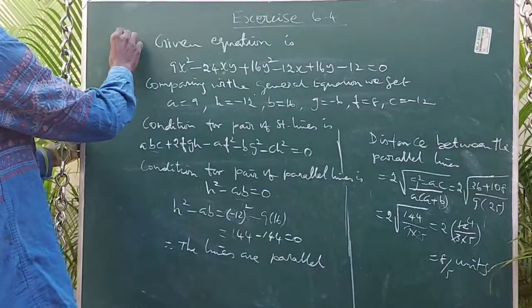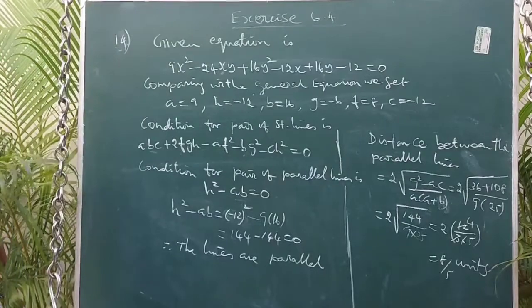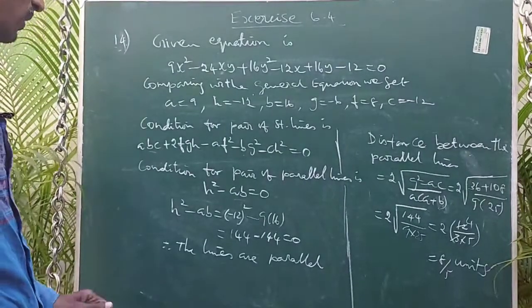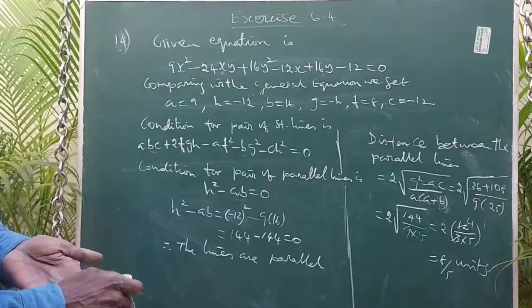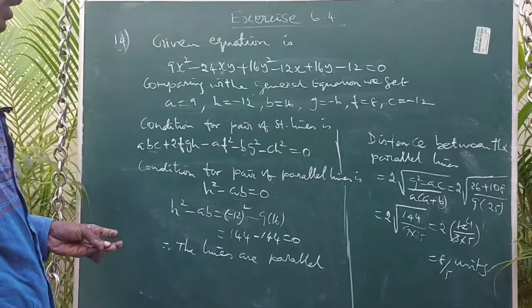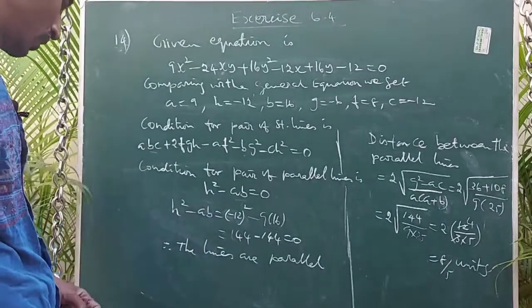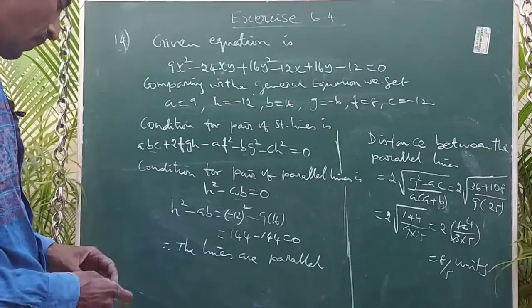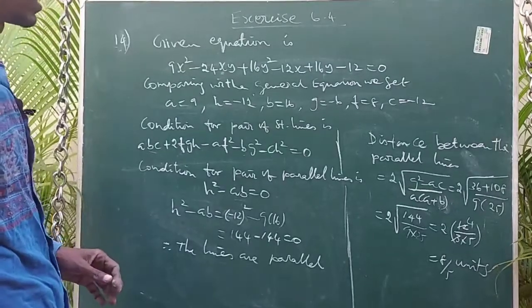My dear student, question number 14 in exercise 6.4. The question is, show that the equation 9x² − 24xy + 16y² − 12x + 16y − 12 = 0 represents a pair of parallel lines. Find the distance between them.